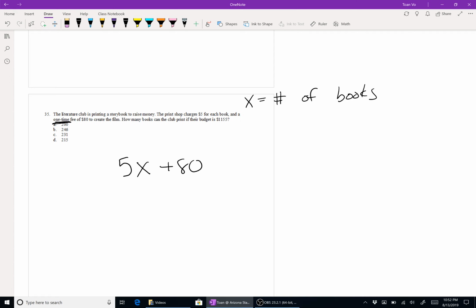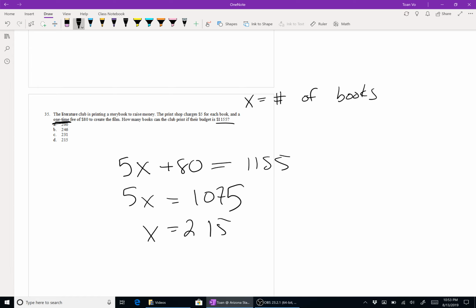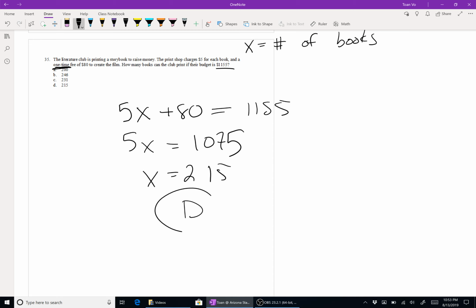So the question says, how many books can the club print if their budget is $1,155? So if this is the total cost, well, that's going to equal my budget. And notice it gives me an equation that we can hopefully solve. So we're going to go ahead and subtract 80 from both sides. That's supposed to be 5. And then we'll go ahead and divide by 5, which gives you 215, which is choice D.